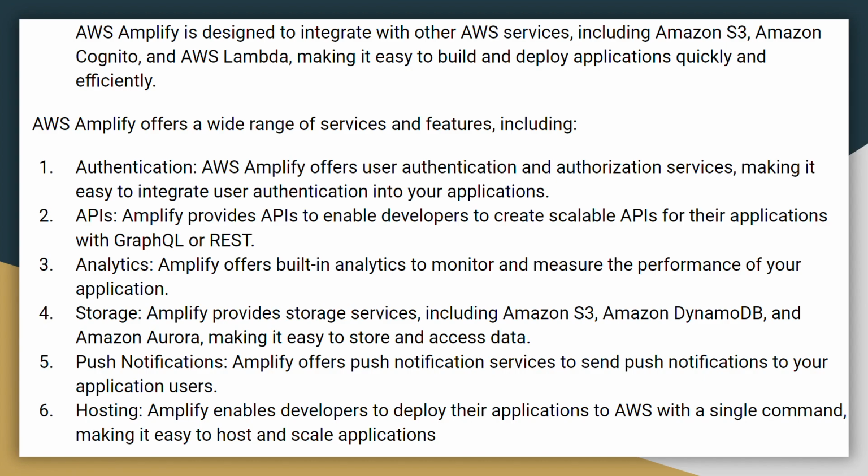APIs. You can use GraphQL or REST API, which will be covered in the future or in the next tutorials. Analytics and storage: you can use DynamoDB or Aurora, and S3 for storing images, videos, etc., but DynamoDB only stores text-based documents. Then push notifications and hosting.